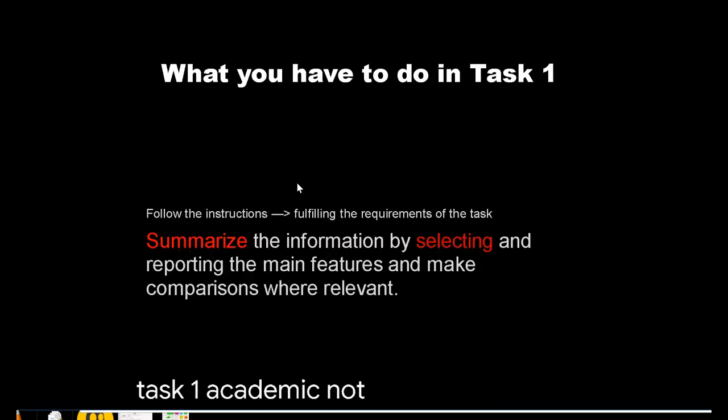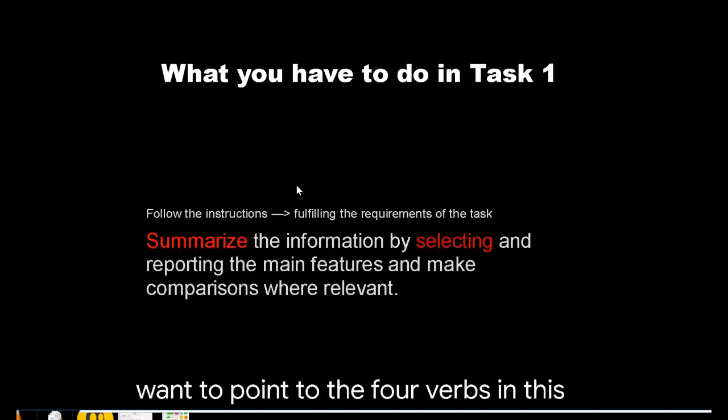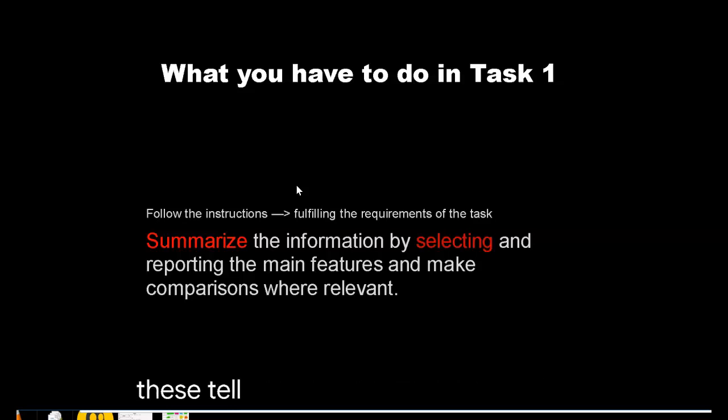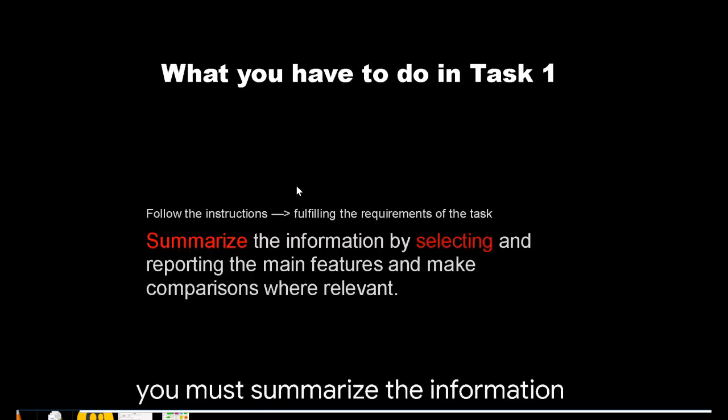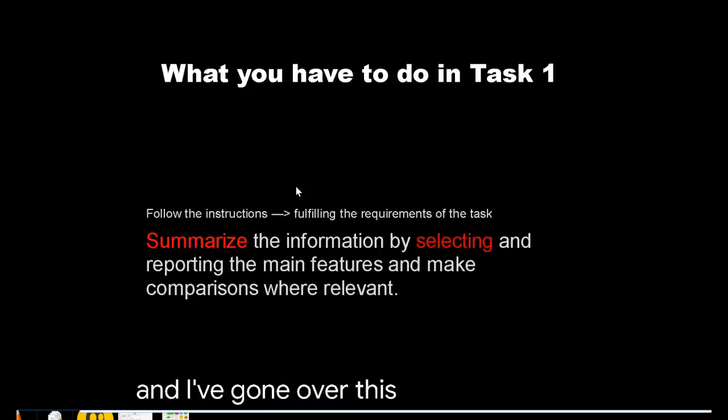not general. And I want to point to the 4 verbs in this sentence, the action words, because these tell you what you need to do. First, you must summarize the information. And I've gone over this a bunch of times, but I'll do it again. Summarize means to express the most important information about something in as few words as possible.